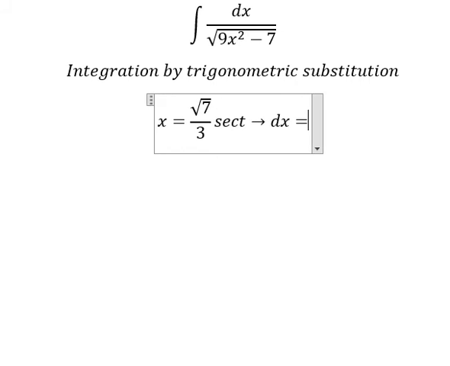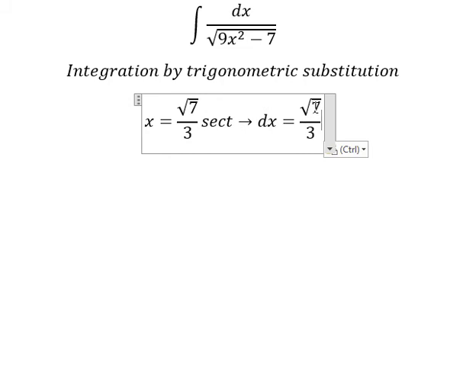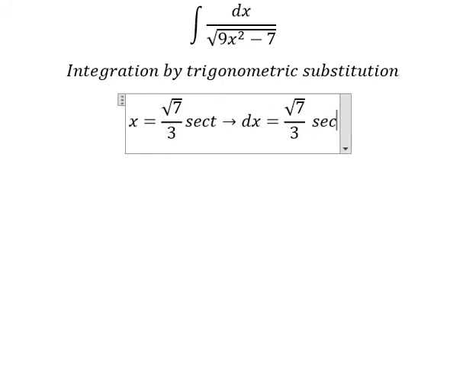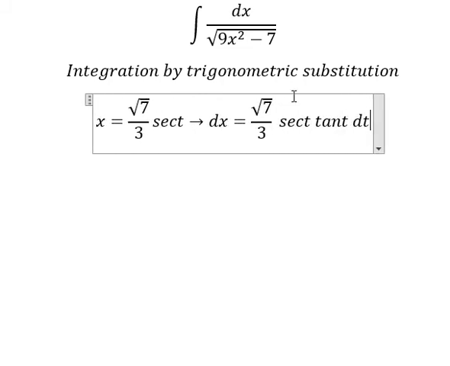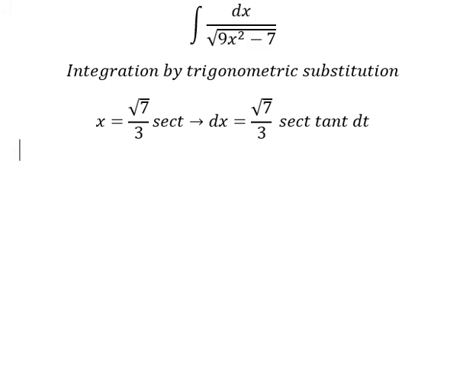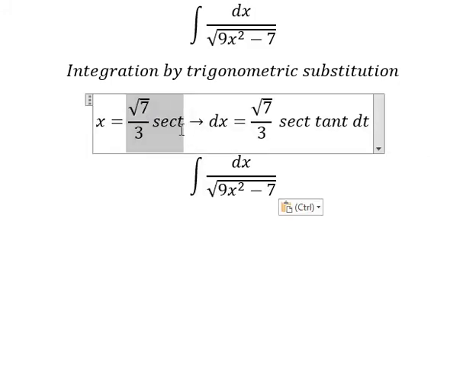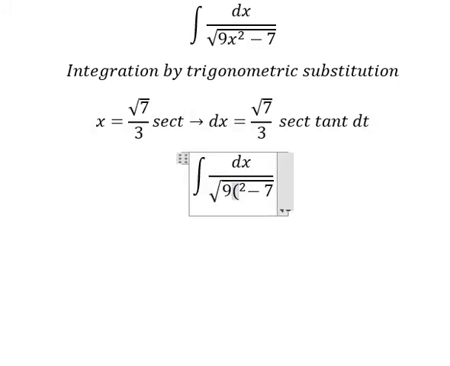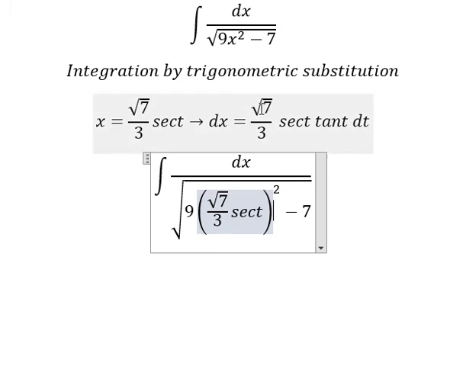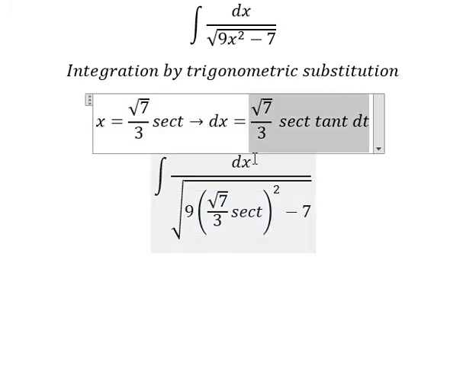This one, we do the first derivative for both sides. So we have the square root of 7 over 3 secant of t tan t dt. So we put this one in here. Ds, we change for this one.